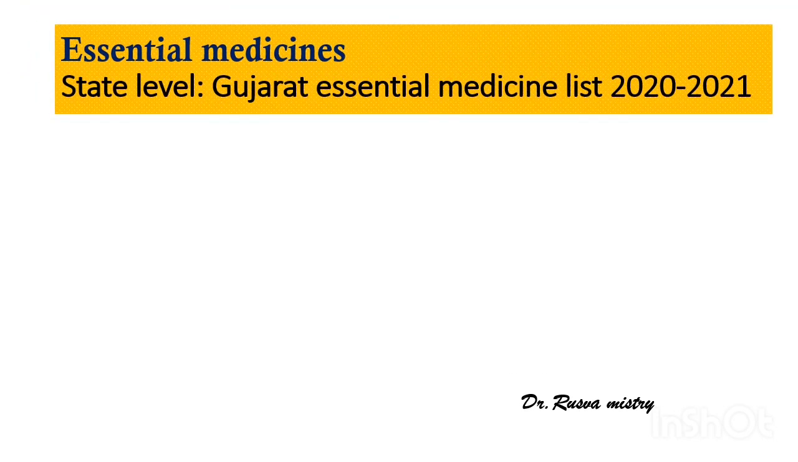Next is the state level essential medicine list, meaning the Gujarat Essential Medicine List. It comes under GMSCL, Gujarat Medical Services Corporation Limited, Gandhinagar, Government of Gujarat. Every year this list is being updated. The latest one is the 2020-2021 Gujarat Essential Medicine List.